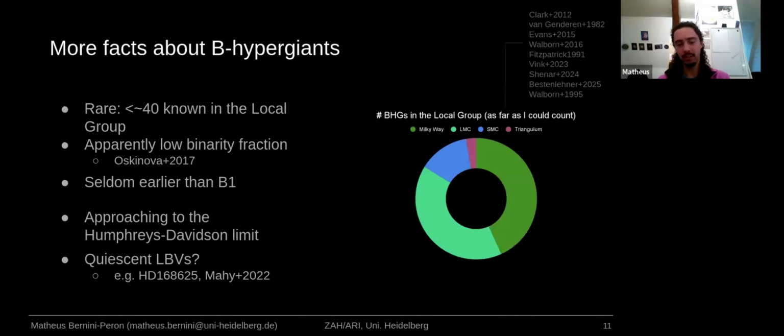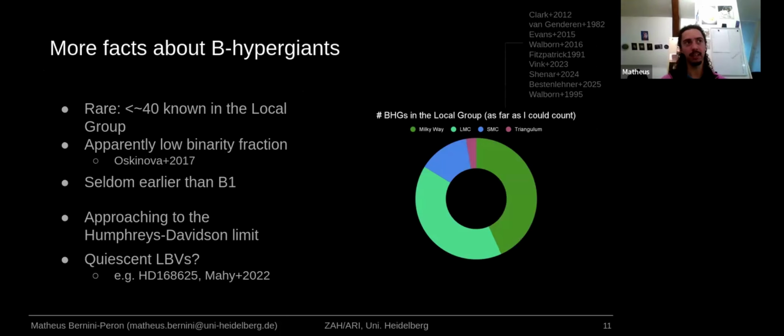Also, other information in general about the B-hypergiants is that they are quite rare objects. In the Local Group, as far as I could count in the literature, fewer than 40 are known or identified, despite them being so luminous.